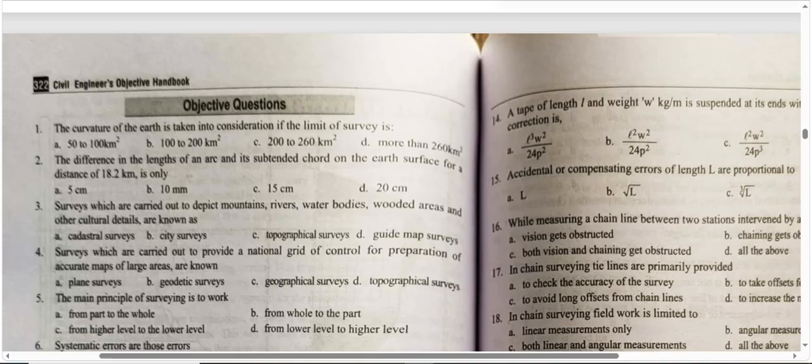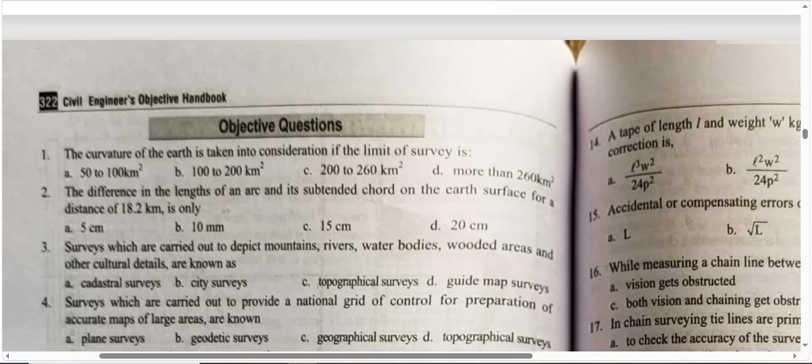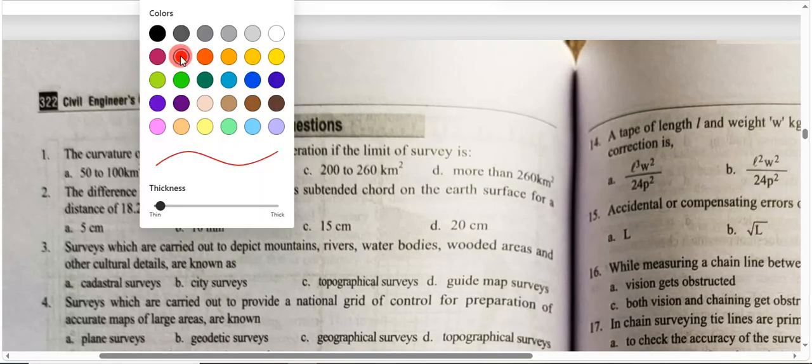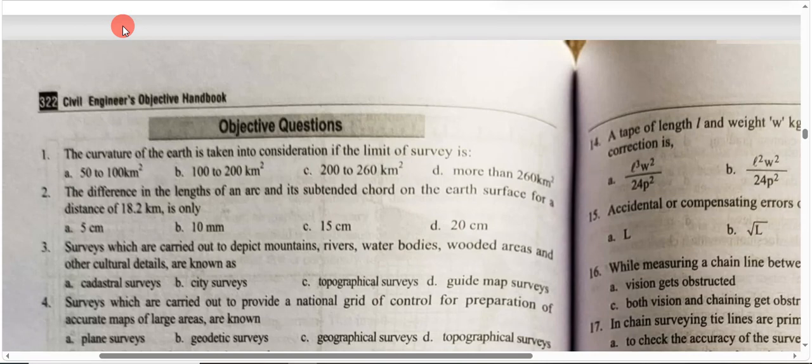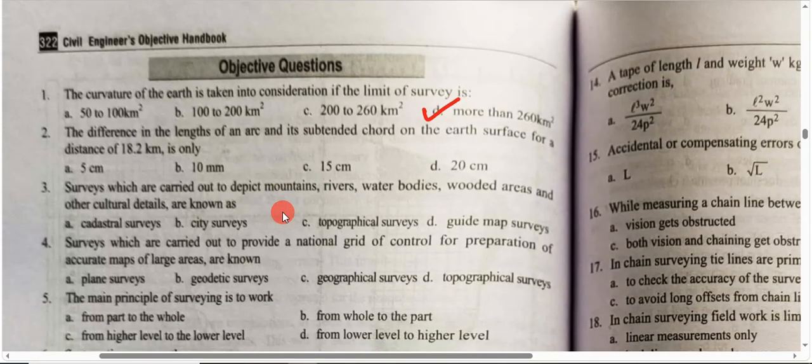The curvature of Earth is taken into consideration if the limit of survey is more than 260 kilometers square. The difference in lengths of an arc and its subtended chord on the Earth's surface for a distance of 18.2 km is only 10 mm.